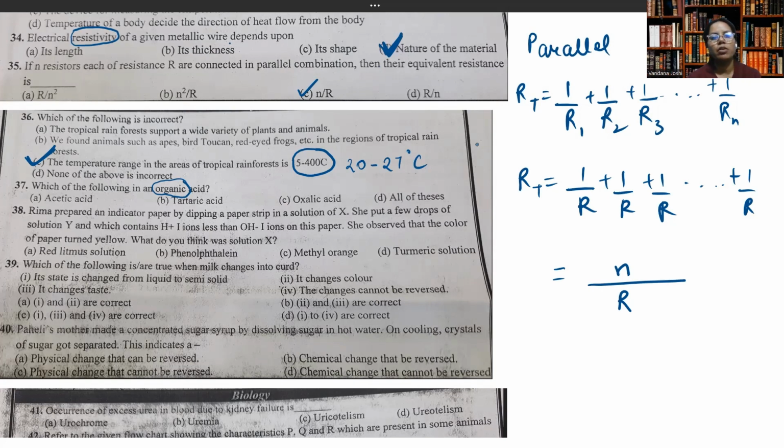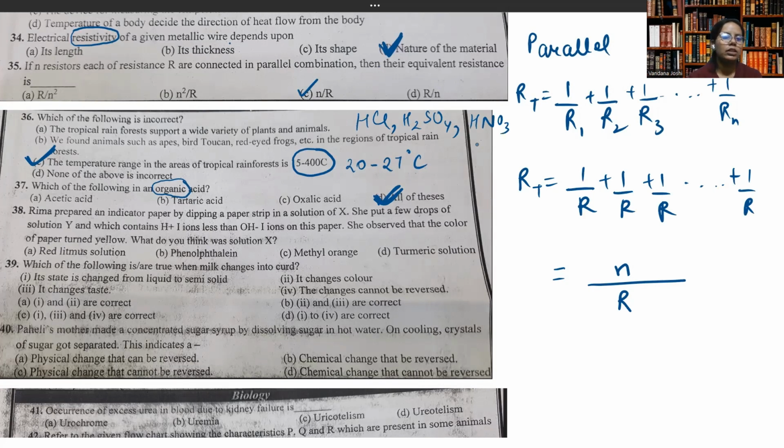So all of these are organic acids. So the answer is going to be all of these. If we were asked which one of these is not a mineral acid, or if we are talking about mineral acids, then mineral acids are HCl, H2SO4, and HNO3. These mild acids are organic acids.